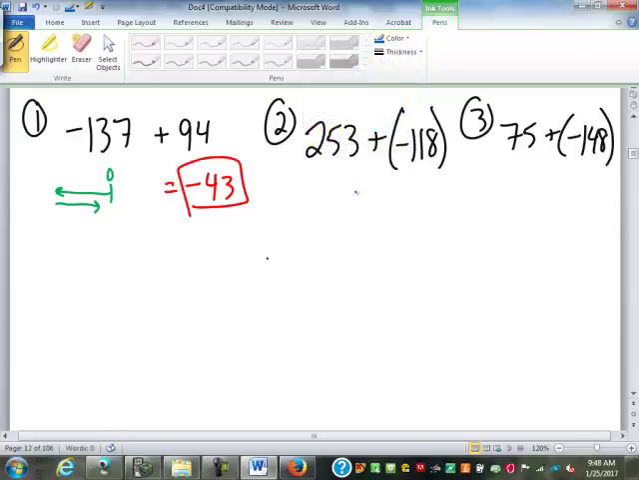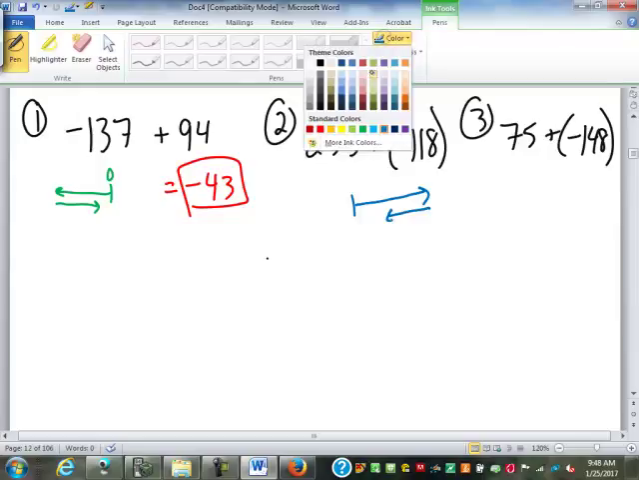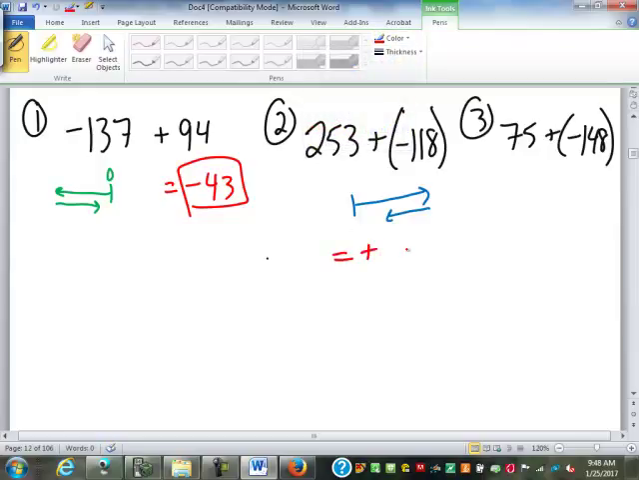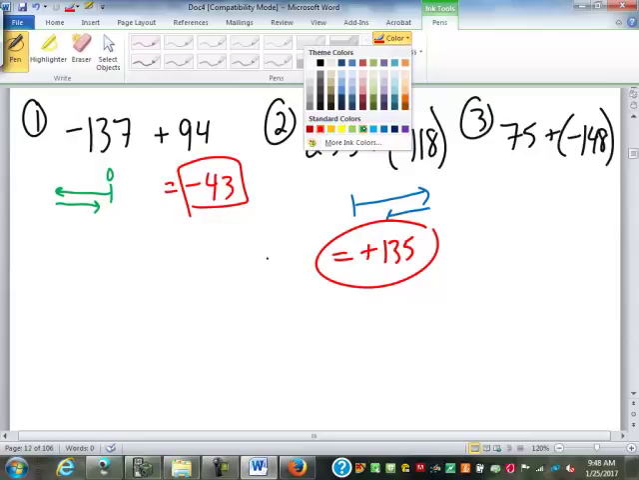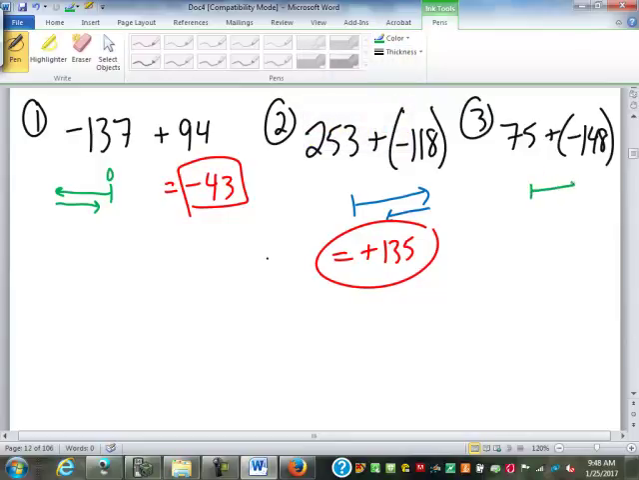And then this one, 253 is going positive. Negative 118 is obviously opposite direction, shorter or longer? Shorter. So that one stays positive. How much? 135. Good. Positive 135. We really don't need the plus on the front of that, but that's fine. So then 75, negative 148, same or opposite? Opposite, longer or shorter? Longer. So we end up with negative 73. Good.